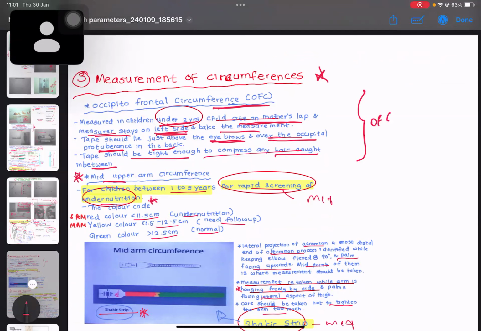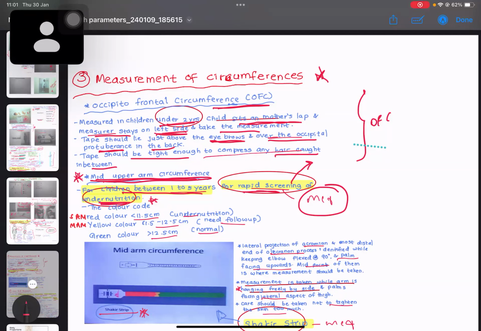And then the mid upper arm circumference. This is another important measurement, because for children between 1 to 5 years, for rapid screening of undernutrition, we use mid upper arm circumference. This is an MCQ point. This is used for screening purposes. It's not a confirming investigation or confirming examination. It's just used as a rapid screening method.